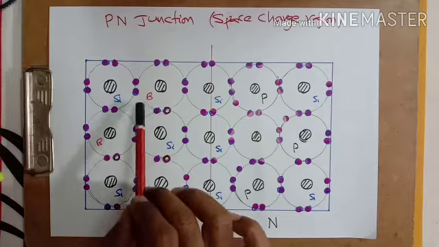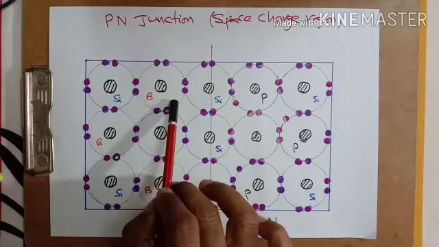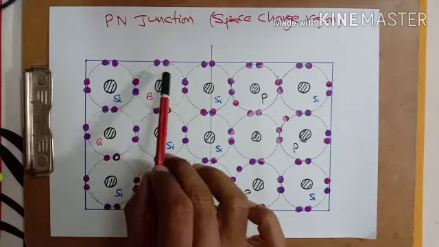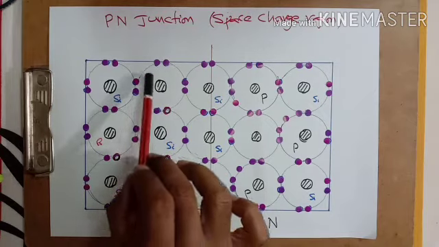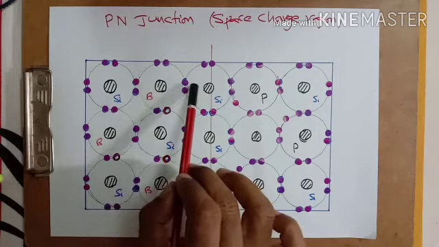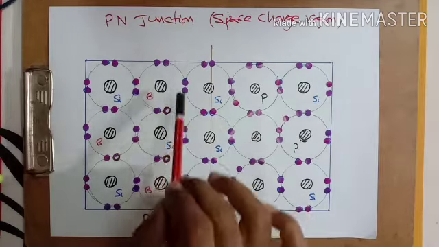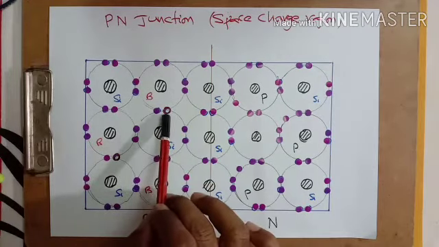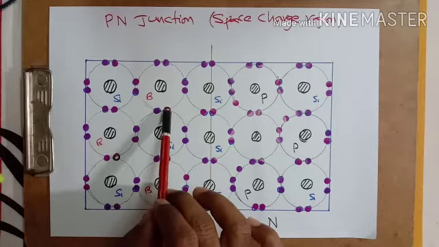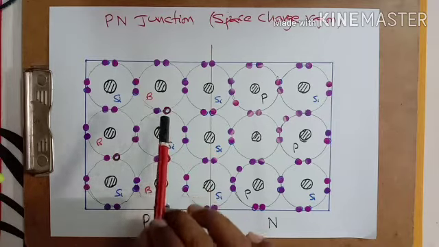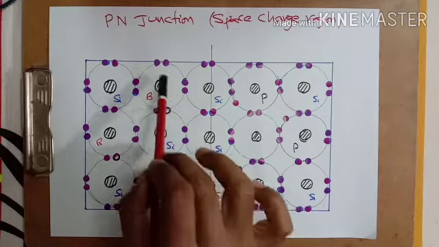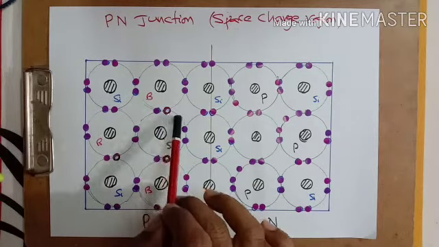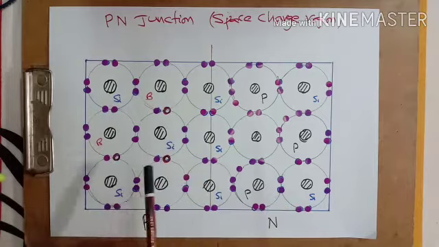In the P side, we have the boron atoms doped. So it is trivalent, that means it is only having 3 valence electrons, and all 3 are sharing the valence electrons with the neighboring silicon atoms, and 1 is not sharing an electron. So there is a vacancy over there. With this vacancy, it is neutral actually. When this vacancy is filled with an electron, it becomes negatively charged.